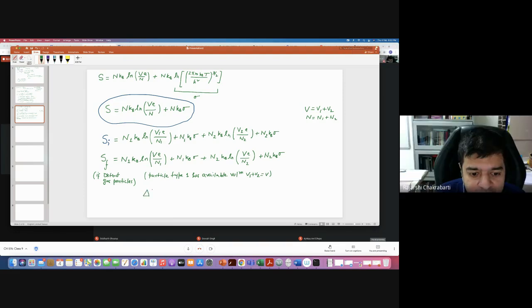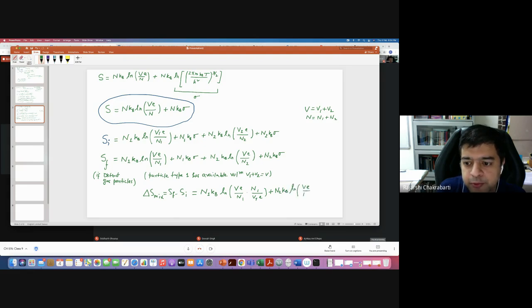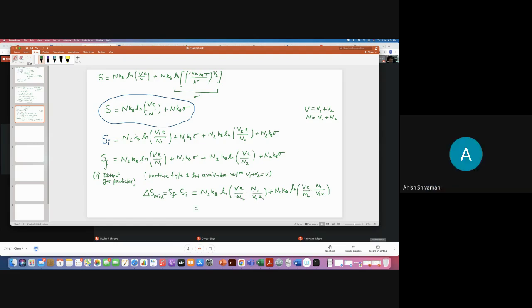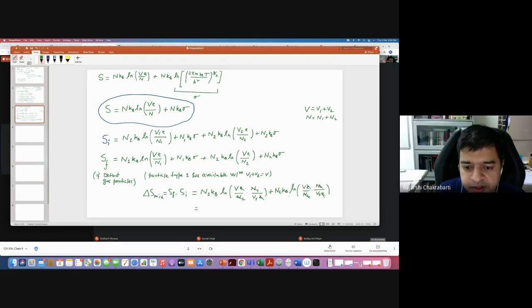Yes, sir. What is the delta S mixing, which is SF minus SI? Can anyone tell me? You can just do the same part. This is not very difficult, no? You will get N1 kb ln V by N1 into N1 by V1e plus N2 kb ln V by N2 into N2 by V2e. What is this? Positive. Not only positive, it is identical.